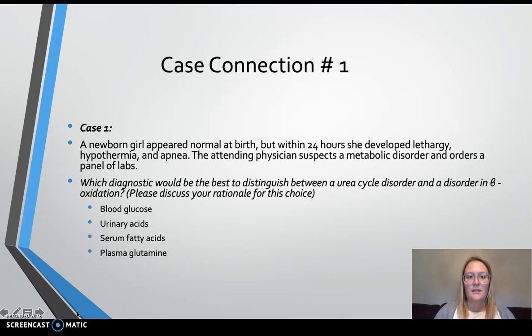So the first case connection that I chose was case connection number 1. We have here a newborn girl who appeared normal at birth, but within 24 hours she developed lethargy, hypothermia, and apnea. The attending physician suspects a metabolic disorder and orders a panel of labs. Which diagnostic test would be the best to distinguish between a urea cycle disorder and a disorder in the beta oxidation? We have choices: blood glucose, urinary acids, serum fatty acids, and plasma glutamine.